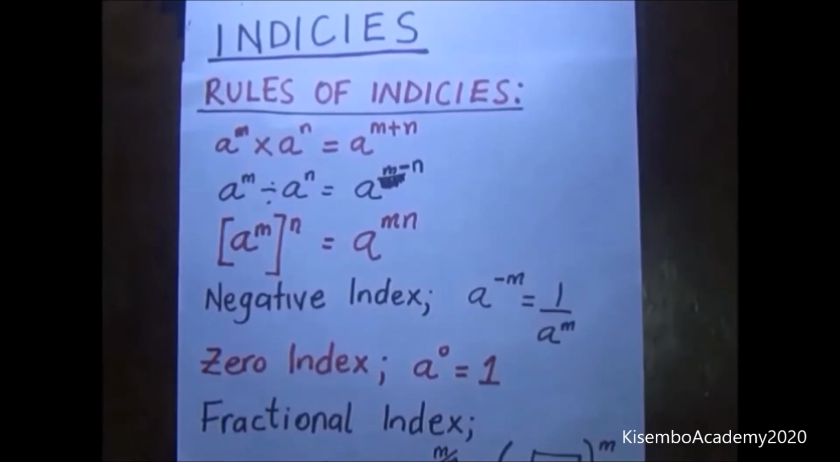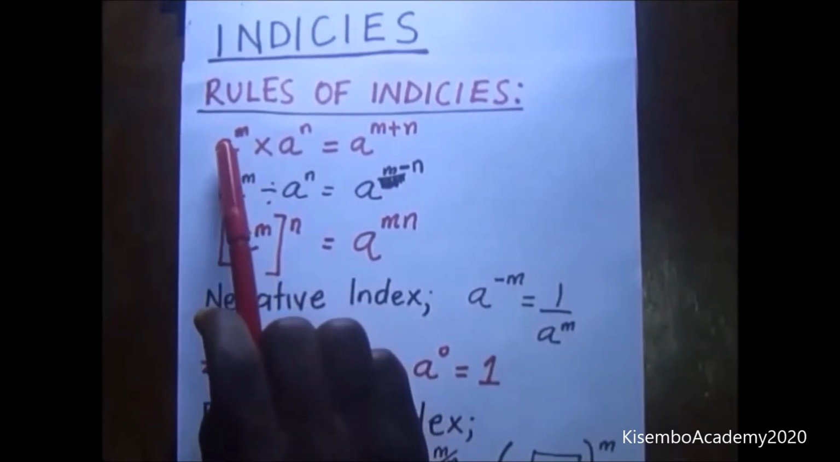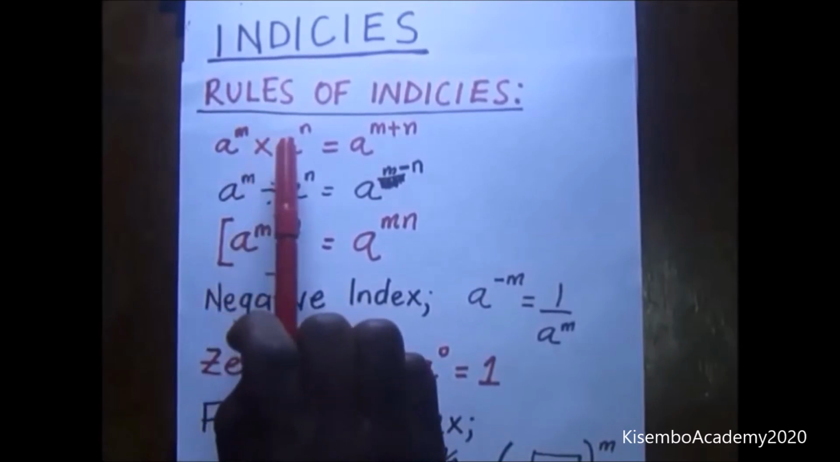The rules of indices are key. They are supposed to be at your fingertips because we use them when we are interpreting numbers in our calculations. We apply them in our calculations. The first one is when this a to the power m, we multiply it by a to the power n.